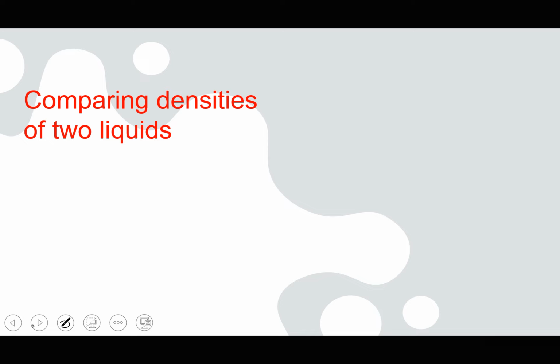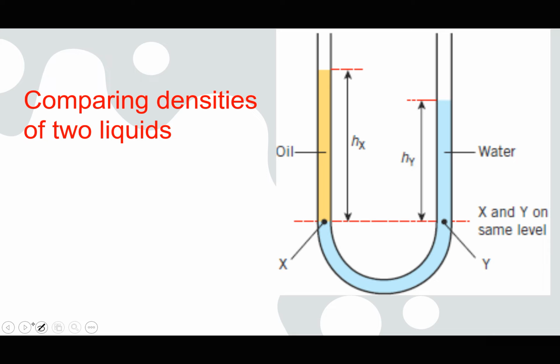So let's see how we compare densities of two liquids using the concepts of pressure. Remember, according to Pascal's principle, the pressure at equal depth is the same and acts equal in all directions. So let's consider two liquids which do not mix. We have oil and water. Oil is poured on one side of the U-tube and water is on the other side.